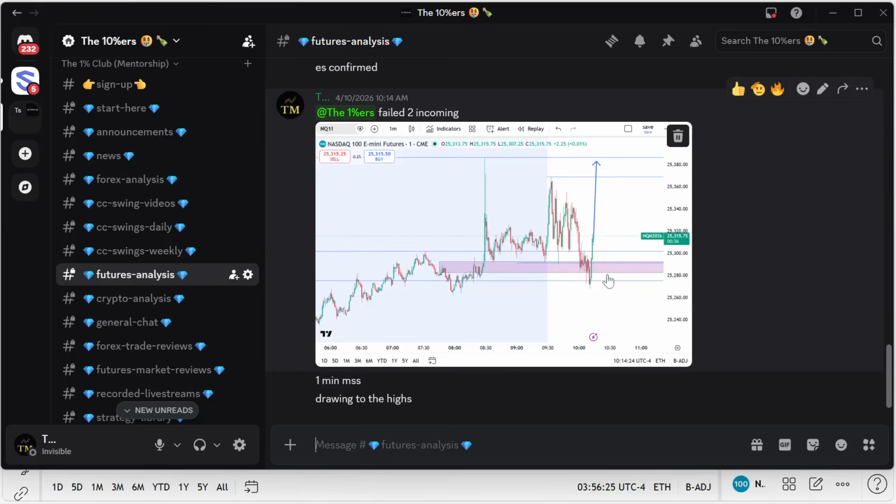Now I want to talk about a couple different examples, and these examples are going to be with failed twos. We talked about what a strong number 2 candle is.